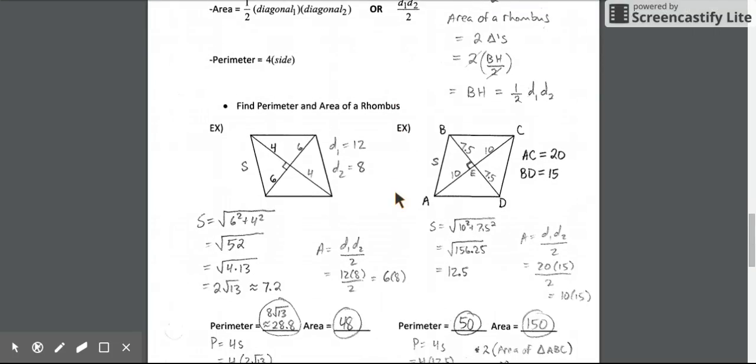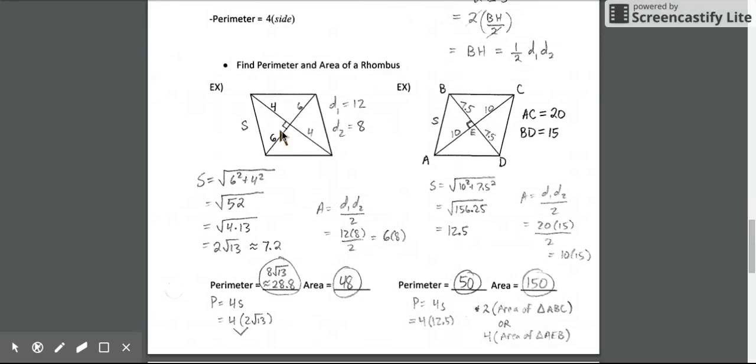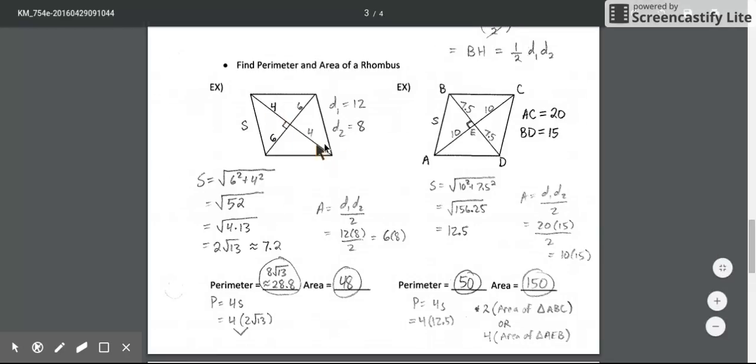Let's practice finding the perimeter and area. In the example on the left, we're given halves of the diagonals. So let's finish off the diagonals. If half here is 6, the other half here must be 6, making this full diagonal 12. If this half diagonal is 4, the other half must also be 4, making the full diagonal 8. So since we have our full diagonal lengths, we can plug them into our formula and find the area. Multiply the diagonal lengths together and divide by 2. And there's a lot of ways to do that computation and get the area of 48.